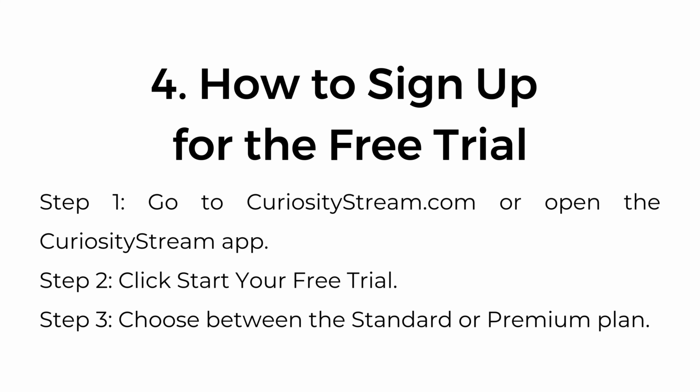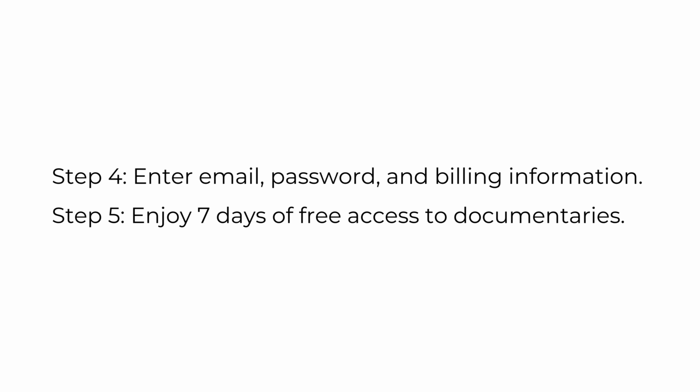4. How to sign up for the free trial. Step 1. Go to CuriosityStream.com or open the CuriosityStream app. Step 2. Click Start your free trial. Step 3. Choose between the standard or premium plan. Step 4. Enter email, password, and billing information. Step 5. Enjoy 7 days of free access to documentaries.